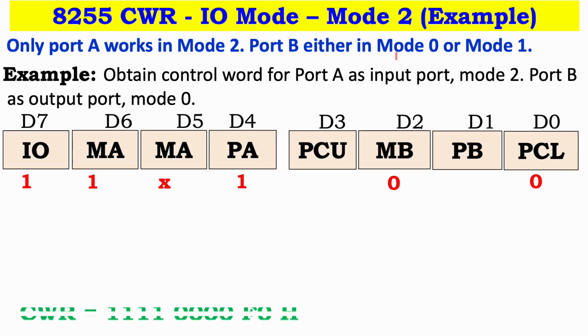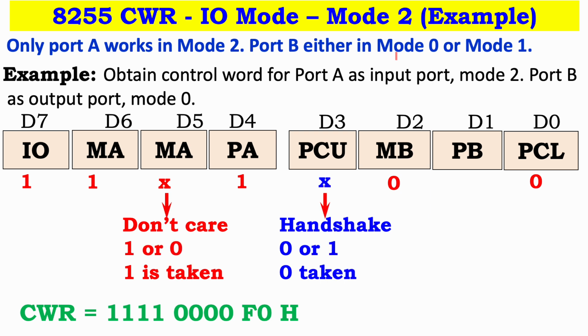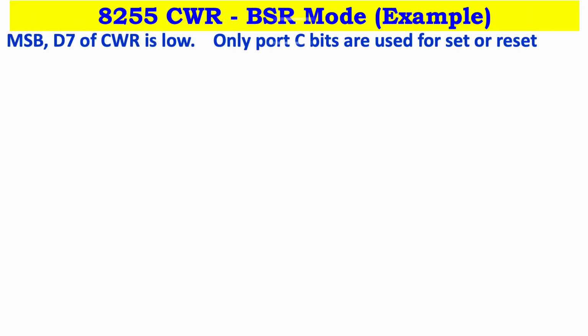If you observe here, there are two things. There is a handshake signal provided from port C upper, either 0 or 1. In this example, I have taken 0 as the handshake signal. If you want, you can take 1 also. Similarly, the port A mode bit is don't care. There is no need to take either 0 or 1. As you like, you can take it. For this example, I have taken 1. So the entire control word is obtained according to the handshake signal provided.